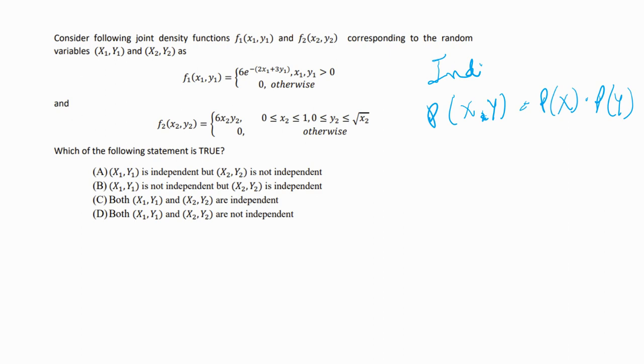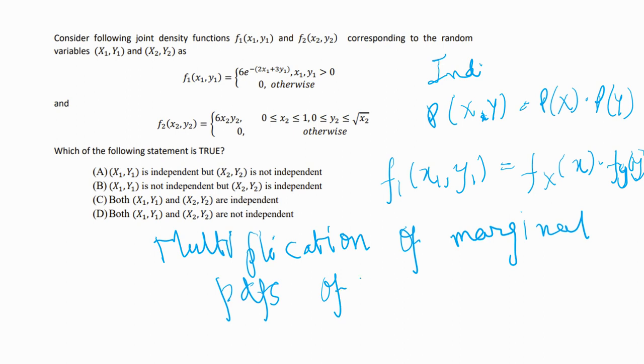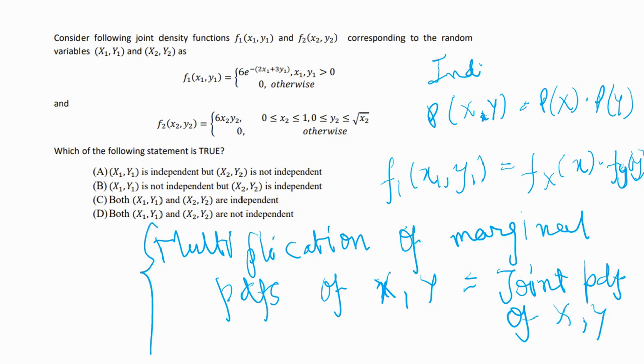So here, if we have f1 of x1, y1 and we want to find whether x1 and y1 are independent or not, the condition for that is: if the multiplication of the marginal PDFs of x and y is equal to the joint PDF of x comma y, then these are independent.